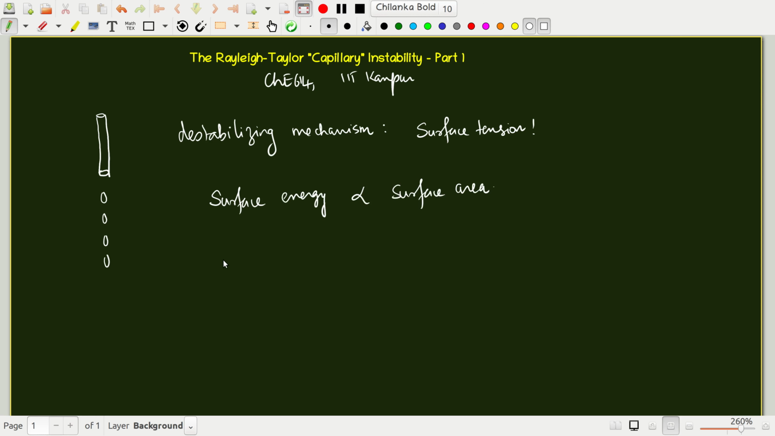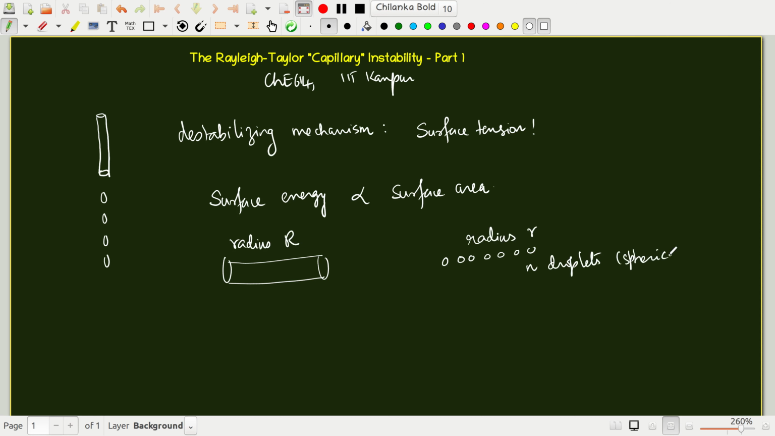So if you have a cylindrical thread of liquid or a jet of liquid, let's say water, and suppose you argue that it's going to break up into many small droplets. Let's say there are n droplets. Let's assume that the radius of this original cylinder is capital R, and the radius of these daughter droplets is smaller, small r, and there are n such droplets. Let's assume them to be spherical.